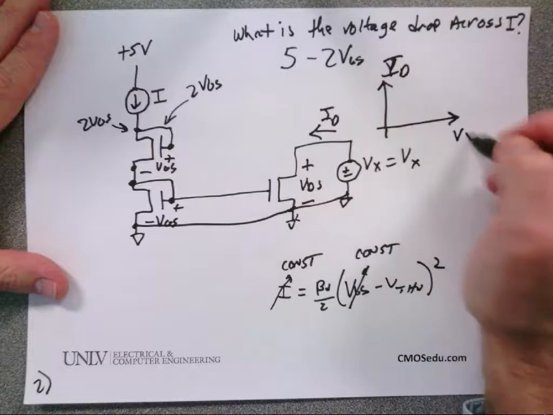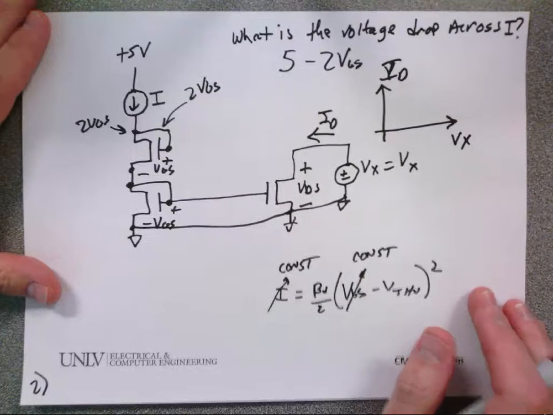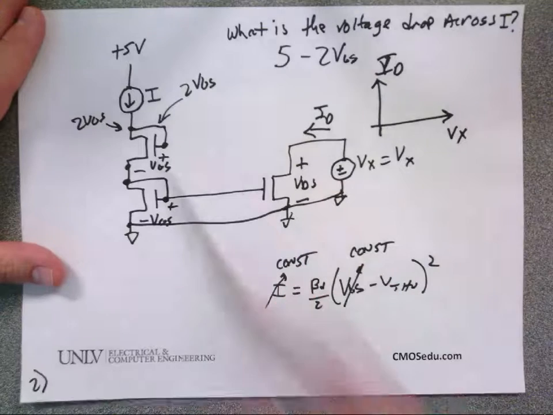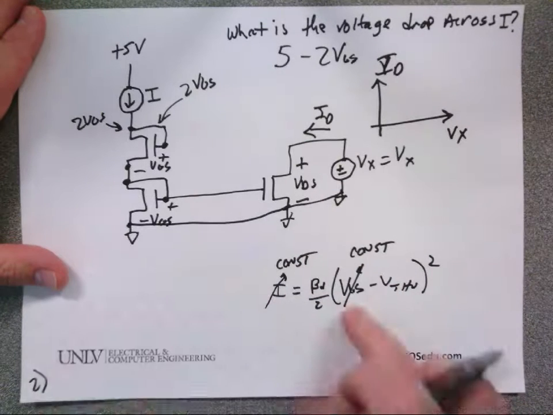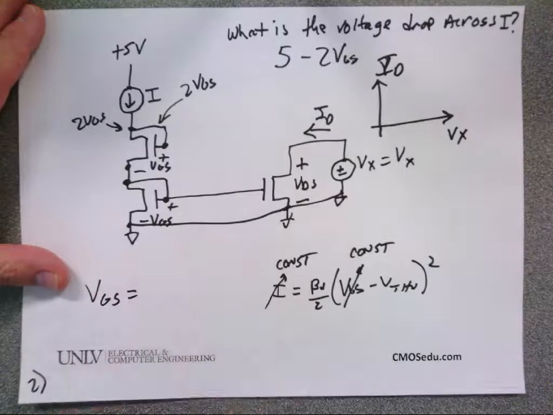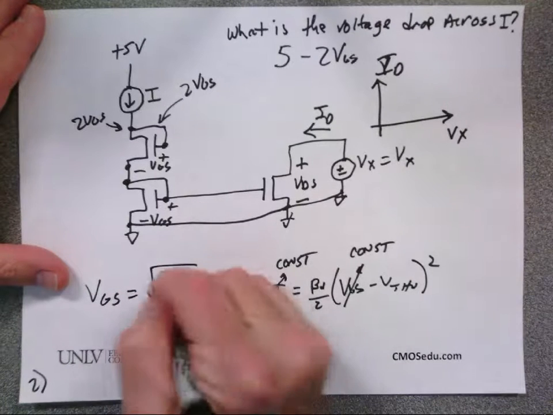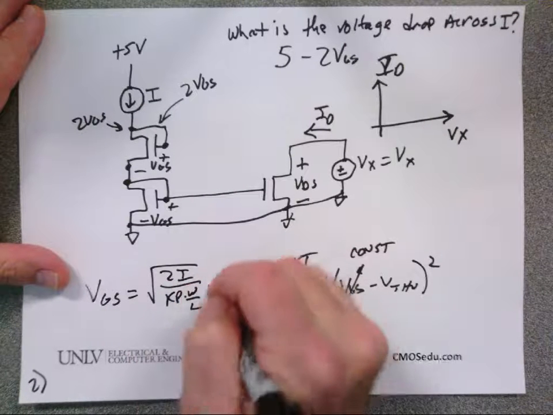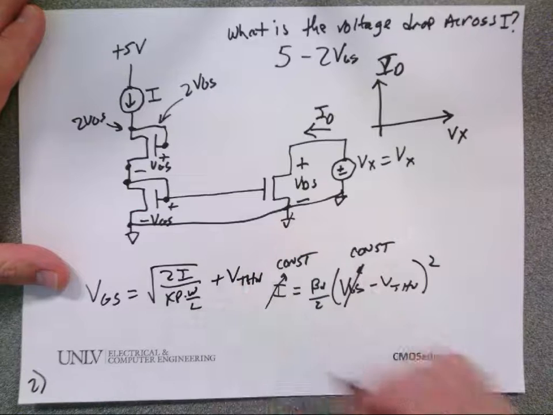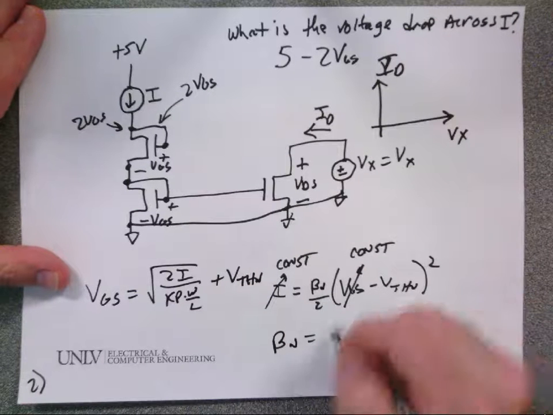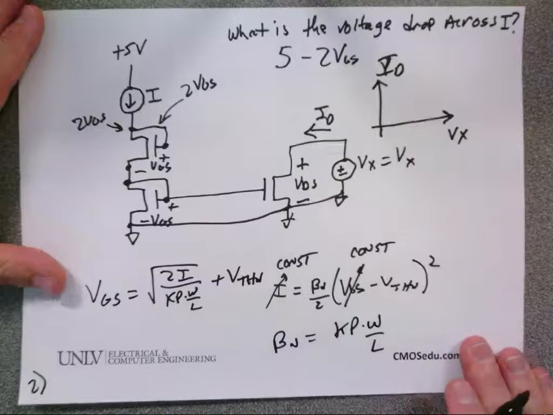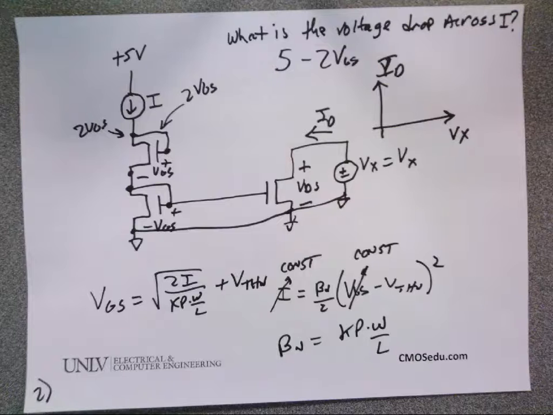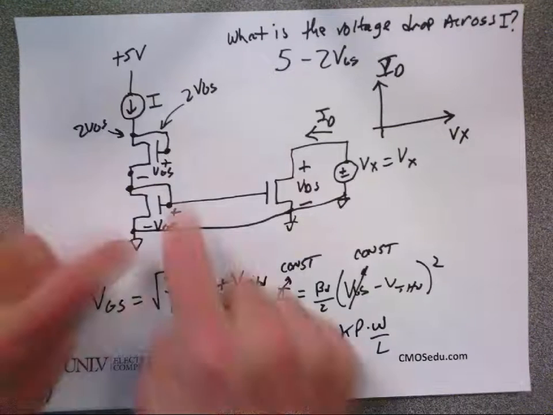ID as a function of Vx, what do you tell me? Yeah. VGS is constant, right? And I can calculate that. I can go back to this equation, solve for VGS, which is equal to the square root of 2I over Kp times W over L plus V threshold N. What's beta sub N equal to? I'm doing that on purpose just because it's confusing with all the parameters that mean the same thing. Does everybody follow that? So now I get this VGS.